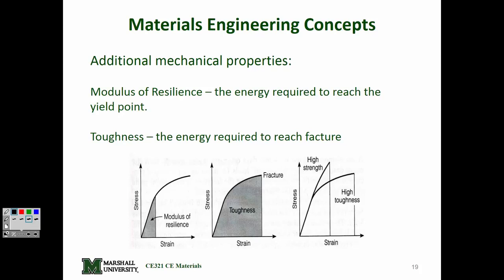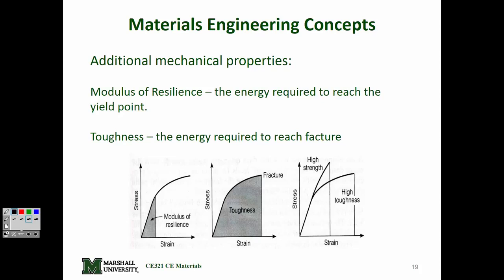Modulus of resilience, toughness: know the difference between what those are. Toughness is the energy required to fracture the material, so it's the entire area underneath the curve. Know the difference between high strength and high toughness. High toughness means you have a large area under the curve. High strength means your stress strain curve reaches a higher peak. They typically don't go together.